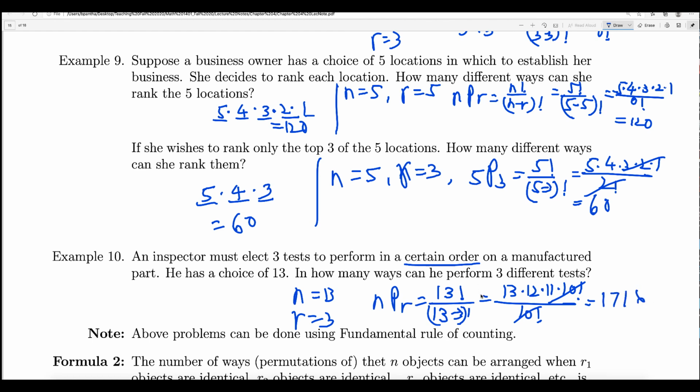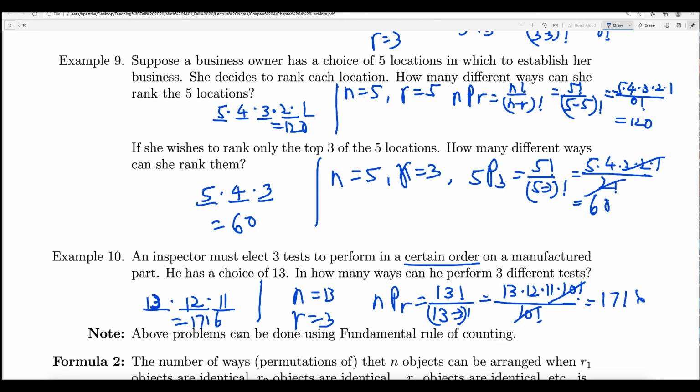Now this same problem can be done this way: he wants to select 3 tests, right? So there are 3 positions available. There are 13 total available, but he wants to fill up only 3. For the first one, there are 13 choices available. For the second one, 12 choices, and for the third one, 11 choices. If you multiply, you will get 1716. This is another way of doing that.